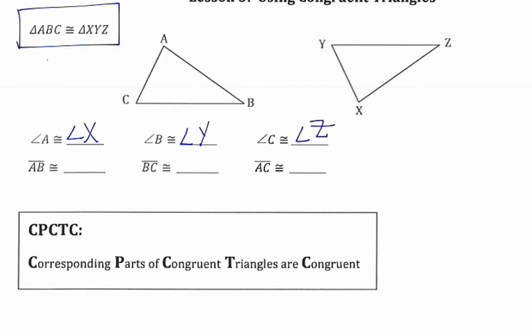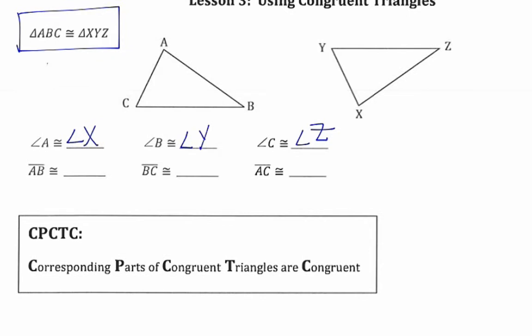So just based on the congruent statement, I should be able to go back to my triangles and mark, yes, angle A is the same as angle X, angle B is the same as angle Y, and angle C is the same as angle Z. So that way, even if the triangle gets rotated or flipped, such as this example, I can still match up the correct parts based on my congruent statement.